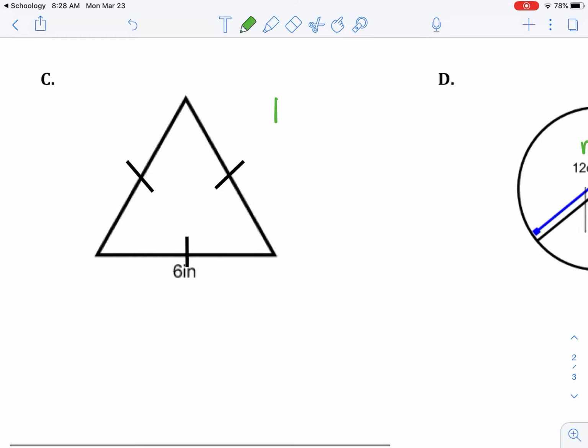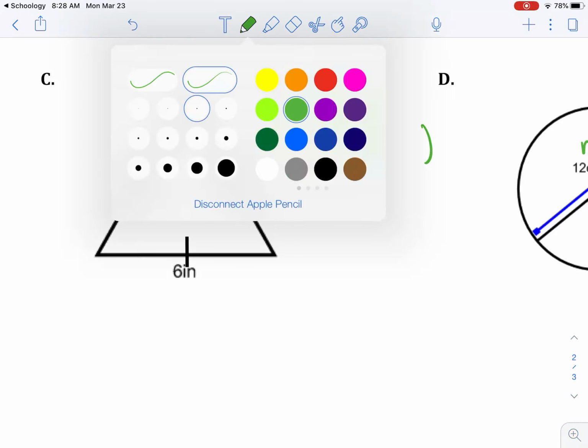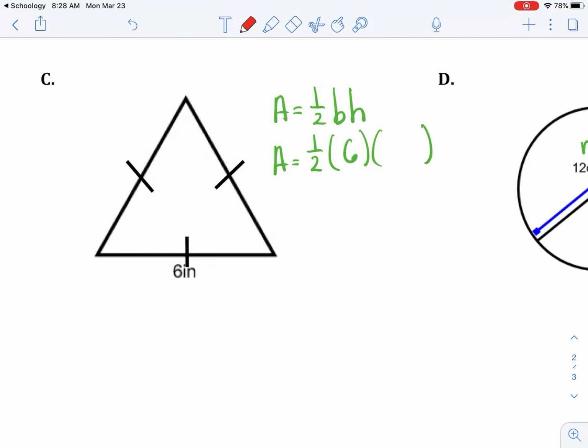All right, let's go back to C here. C is our triangle. Area equals 1/2 base times height. Area equals 1/2 my base, which is 6, times my height. Base is 6. I need my height. Height's not drawn in, so I'm going to draw it in. Okay, here's my height right here.